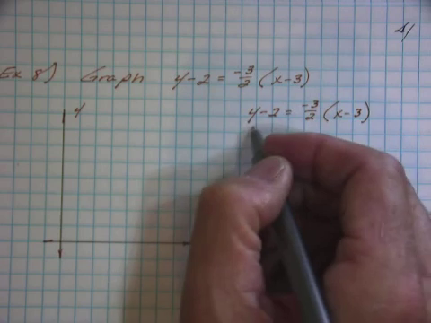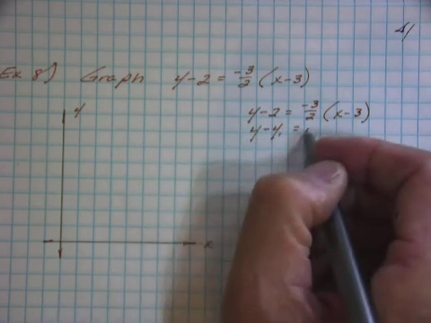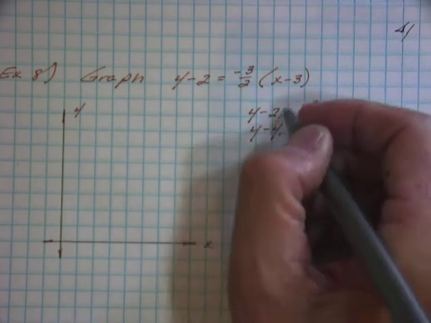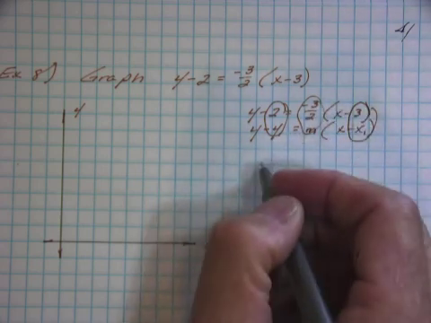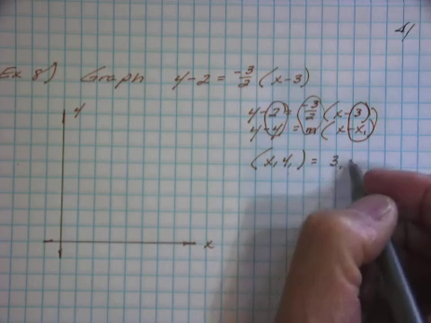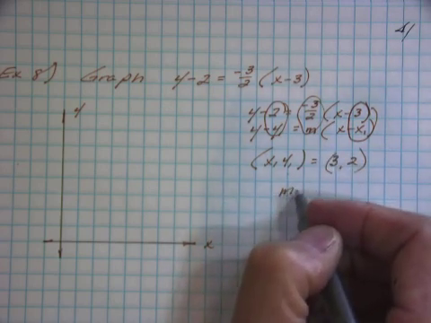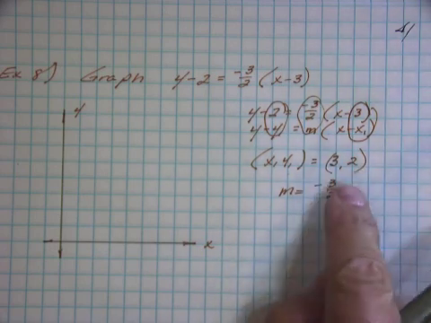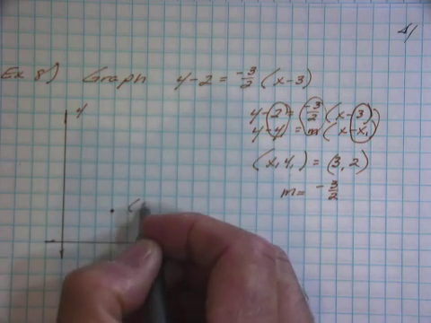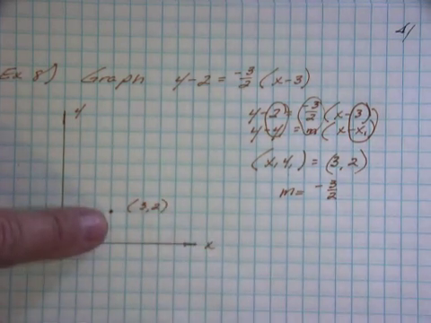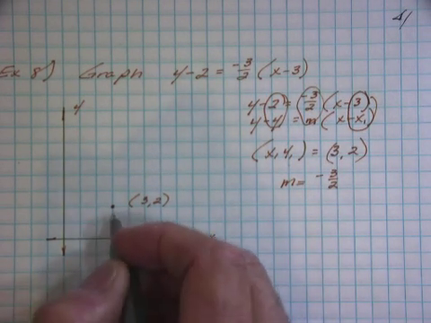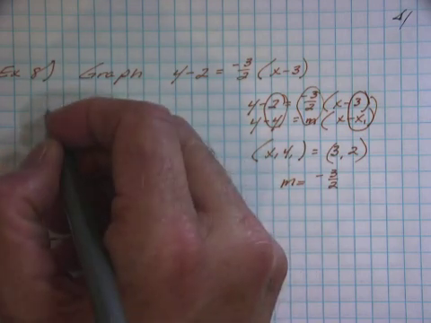And this is going to be showing you how to graph from point-slope form. So we have the equation y minus 2 equals negative 3 halves times x minus 3. Below it, y minus y sub 1 equals m times x minus x sub 1. Okay, x1 is 3, y1 is 2, and the slope is negative 3 over 2. So my known point, x1, y1, is 3, 2, and my slope is negative 3 over 2.